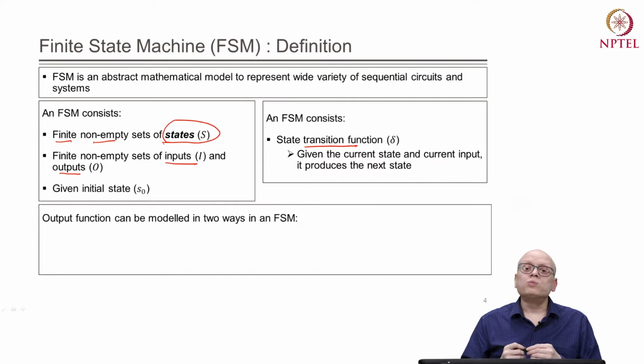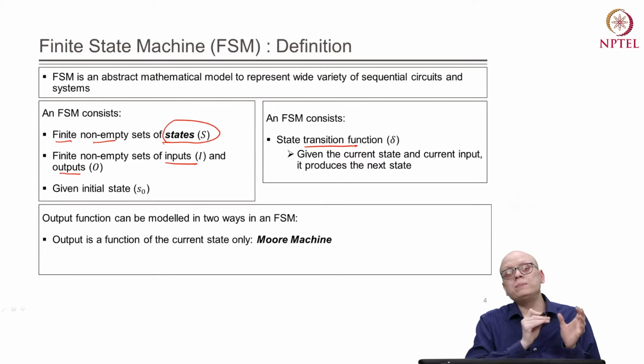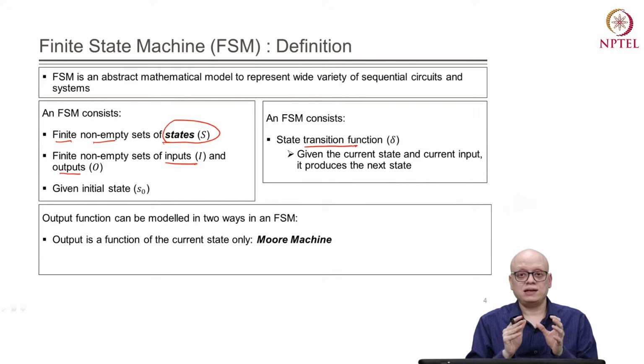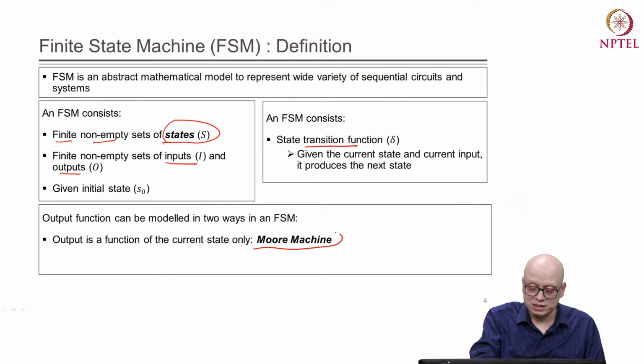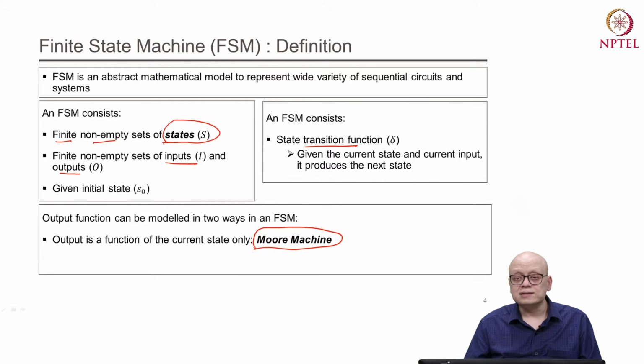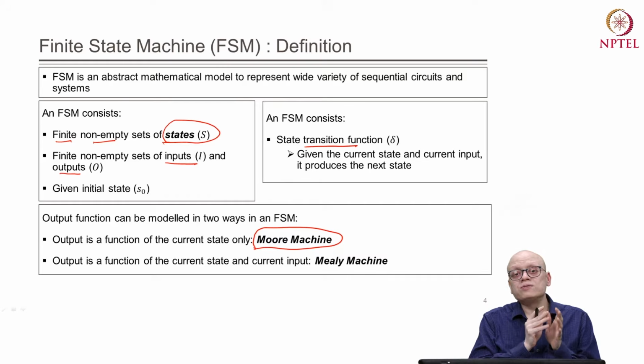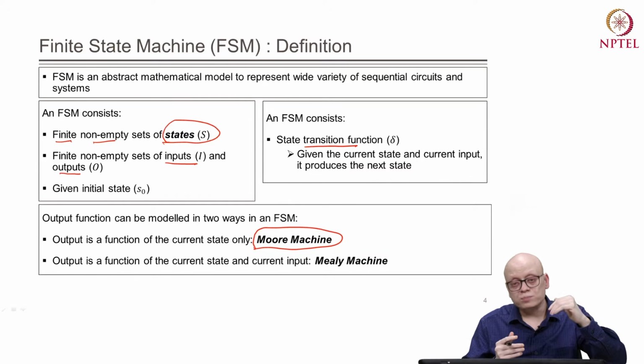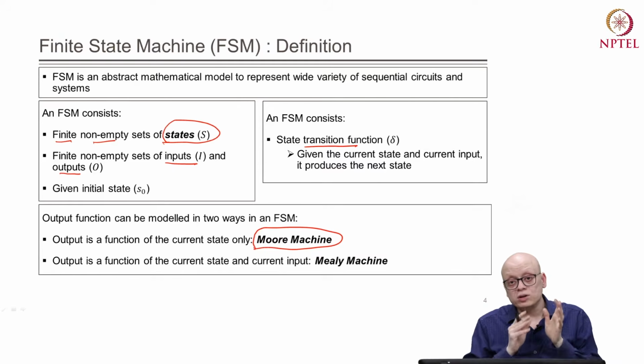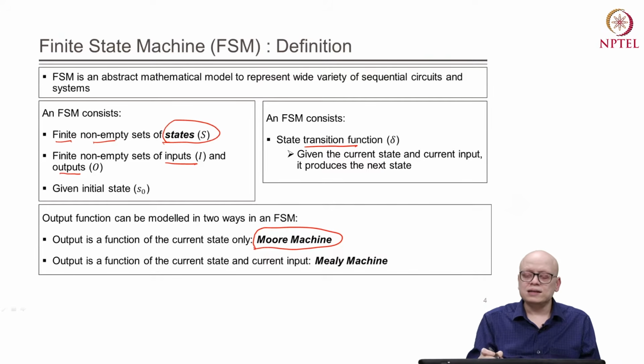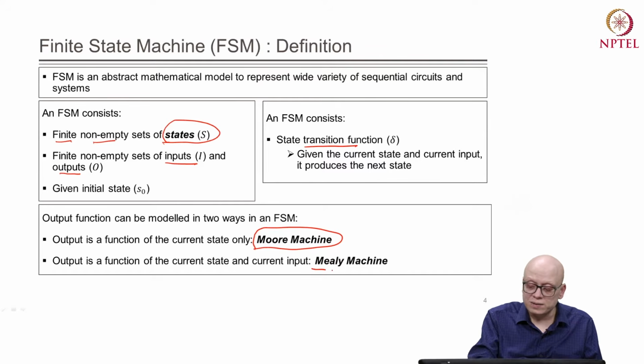Now, how is the output modeled in an FSM? Output can be modeled in two ways. The first way is that the output depends only on the current state. If that is the case, then we say that the FSM is a Moore machine. And the second case is that the output is a function of the current state as well as the current input. If the output depends on both these things, then we say that the FSM is a Mealy machine.